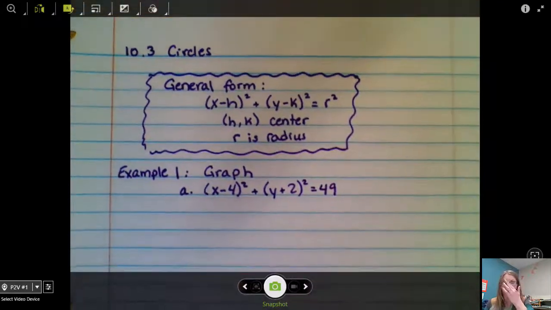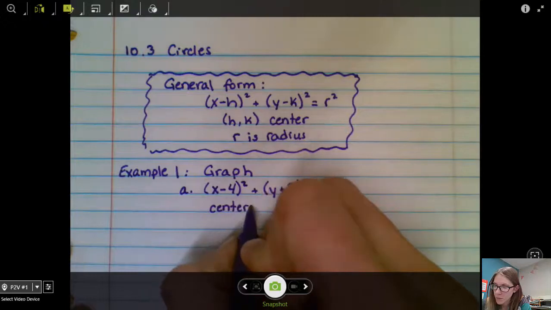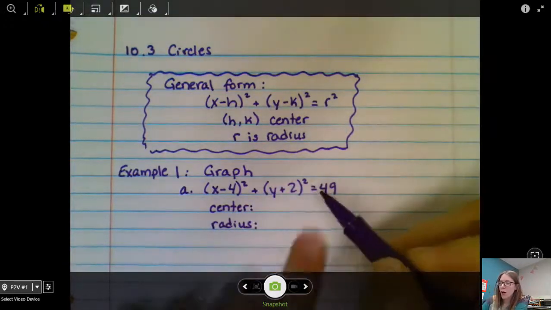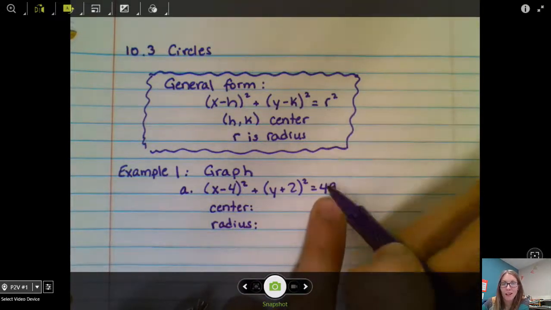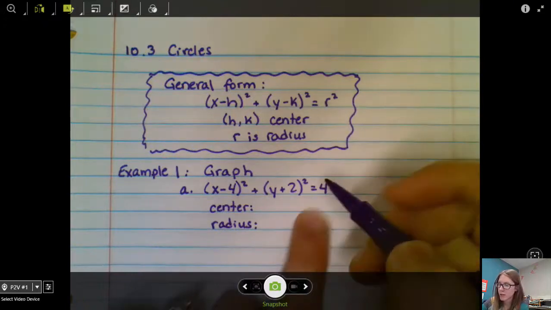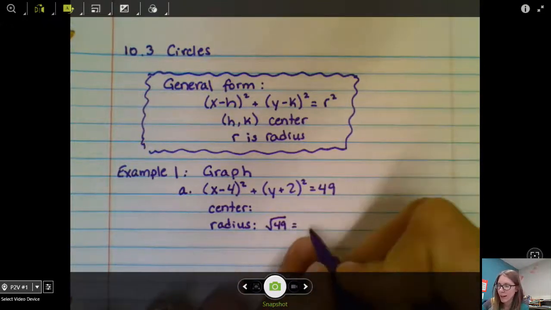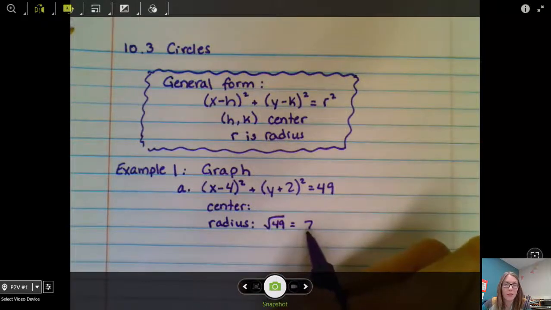First thing that we have to figure out when we are going to graph our circle, we need to know our center and we need to know the radius. So let's figure those out. Our number over here is r squared, and r tells us the radius. So if we take the square root of this number, that's going to tell us our radius, and the square root of 49 is 7. So that means the circle in this equation has a radius of 7.